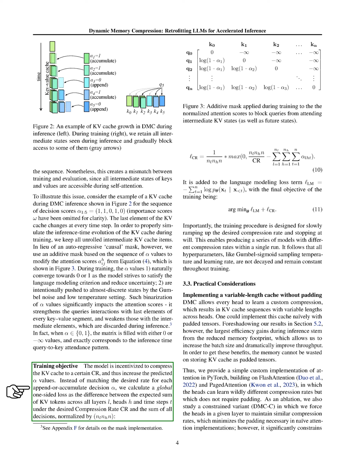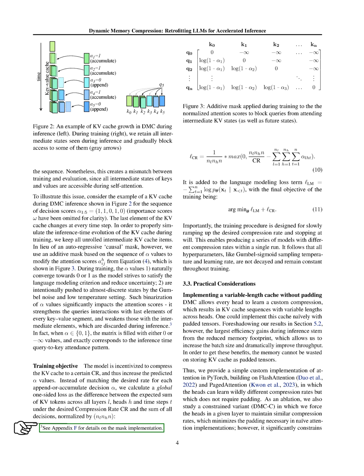Our training objective focuses on compressing the KV cache to a specific compression rate, CR, by adjusting the predicted alpha values. Instead of matching the desired rate for each decision, we calculate a global loss based on the expected sum of KV tokens under the desired CR. This loss is combined with the language modeling loss to form the final training objective. We gradually increase the desired compression rate during training and allow for flexibility in stopping this ramp-up process. This approach enables us to train models with varying compression rates within a single run without decaying hyperparameters.